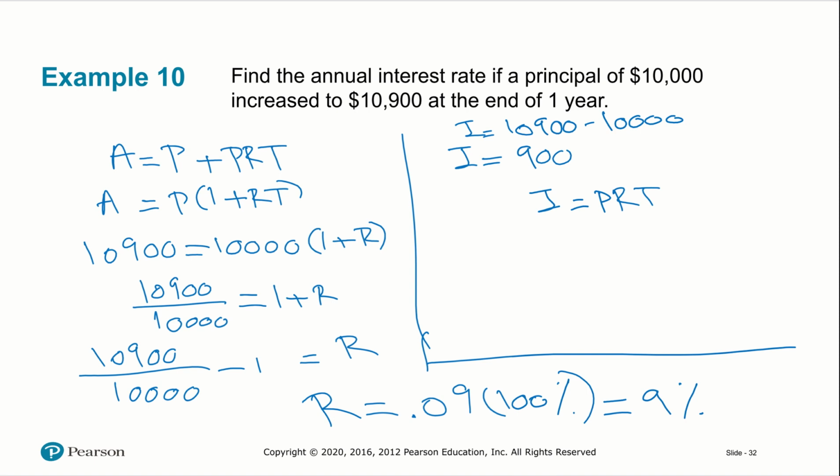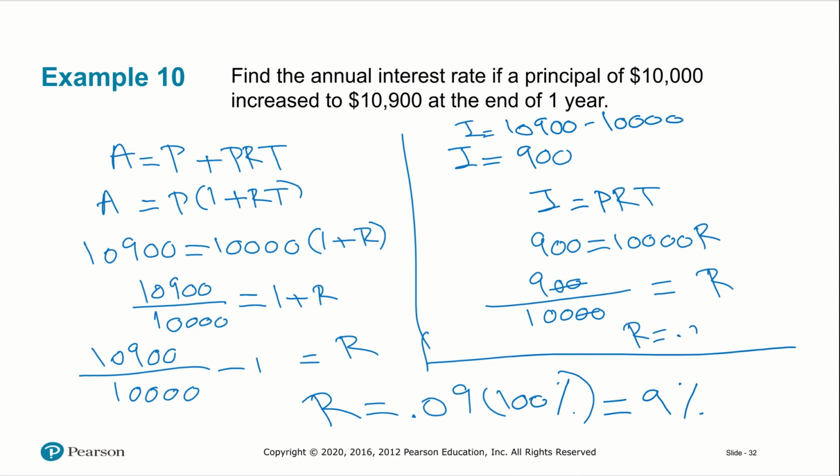So then all you got to do is use the I equals PRT formula, right? And you get 900 equals principal, which is 10,000, times rate, times 1, right? The year is 1, so we don't have to write anything else. R times 1 is R. And then you get, of course, the same thing. And 900 over 10,000 is, remember, 2 of the zeros cancel 2 of the zeros, 9 over 100, which is once again 0.09, multiply by 100%, and you get that.